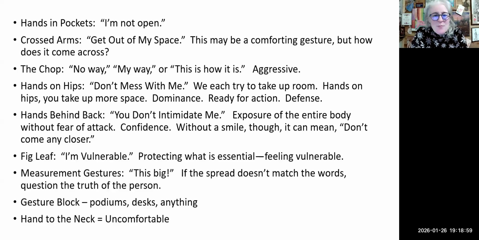Crossed arms is get out of my space. So you can have a character who's crossing their arms while they're listening to someone else talk. It's a very strong indication that they don't believe a word that's coming out of your mouth, right? It could be a comfort gesture, but most likely it is a defensive gesture. The chop, it's my way or the highway. This is what you need to do and do it the way I say, and blah. That's a parent type of thing. Barack Obama used to do that as well.